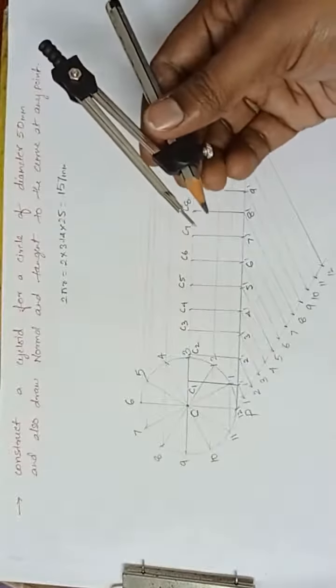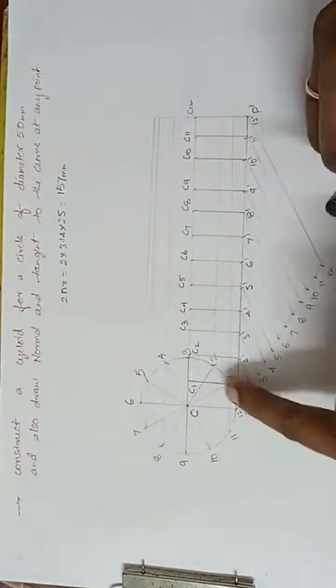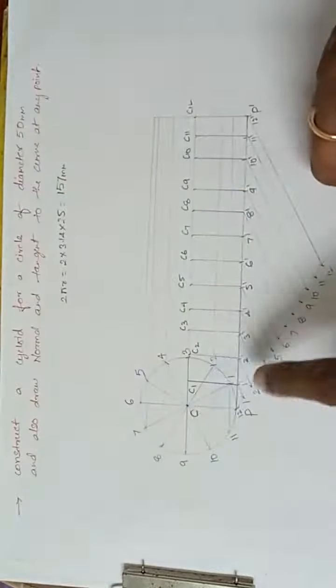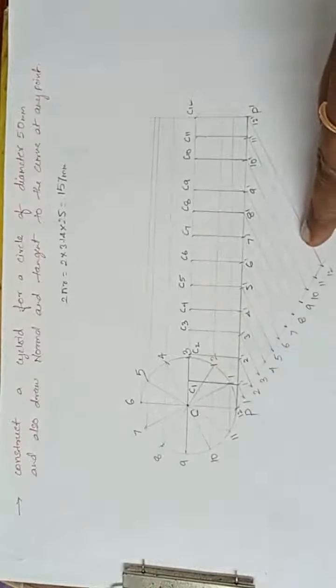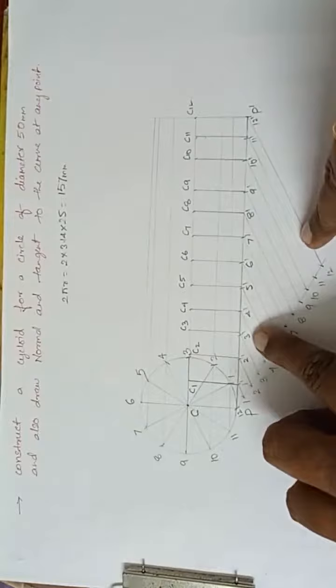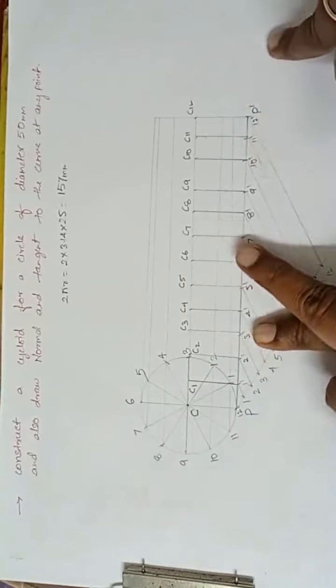Now see here, if the circle is rolling, if 1 will touch 1 dash, what about C? C will shift to C1 while rolling. If point 2 will touch 2 dash while rolling, C will shift to C2. Next, if 3 will touch 3 dash while rolling, C will move to C3, and so on.